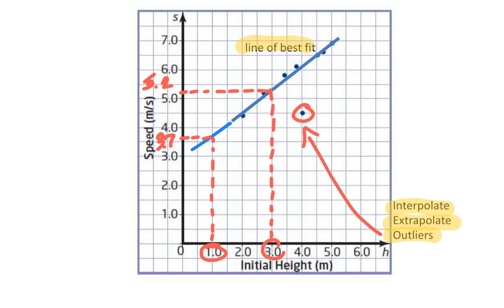This outlier could be here for any number of reasons. It could have been a fluke. This information could have been recorded improperly. We're not really going to discuss those reasons in this lesson.